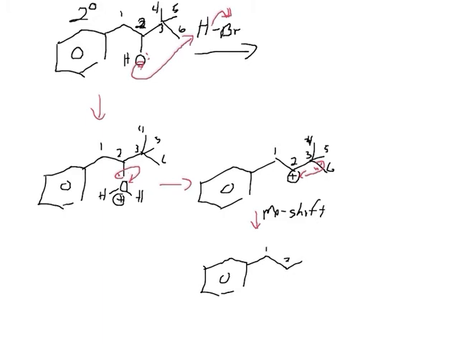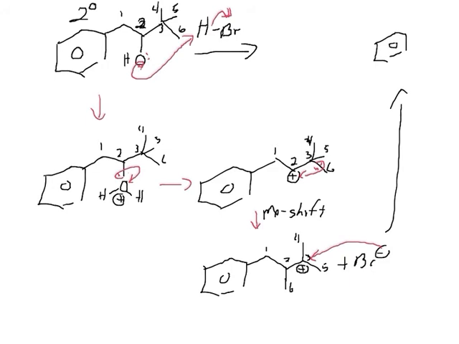1, 2, 3, 6, 4, and 5. Where should the plus charge be at? On 3. Very good. And then Br minus is going to attack, and we get Br on carbon 3. All right, let's draw that up here. That could be a possible product. Oh, this is the minor product.